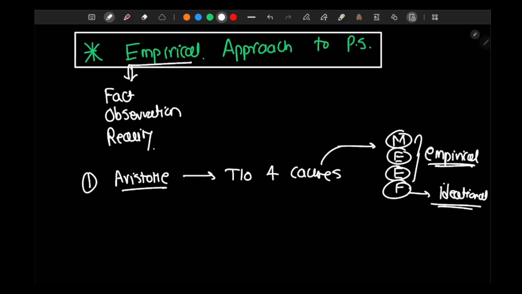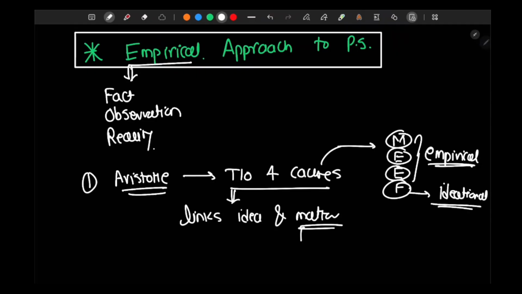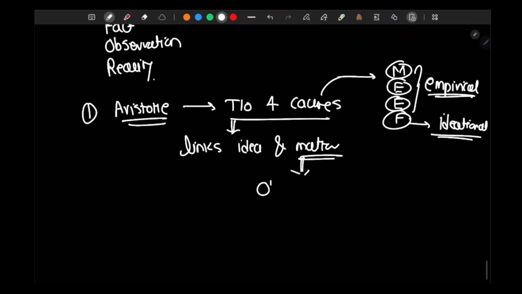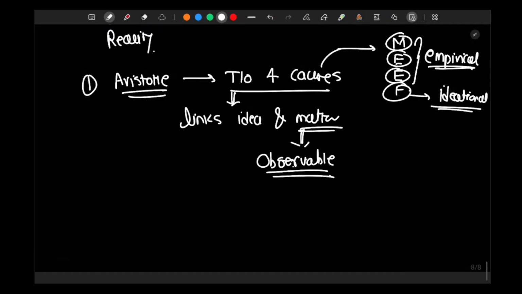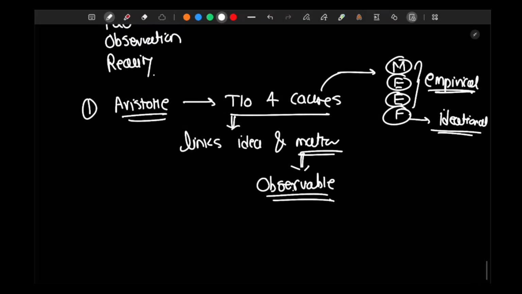Right? So Aristotle's theory of four causes links idea and matter, but it talks about matter, it talks about observable things. Right? Aristotle is the origin of empirical causes. Observation is behind the empirical approach.